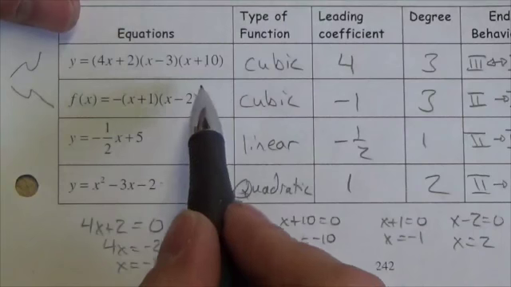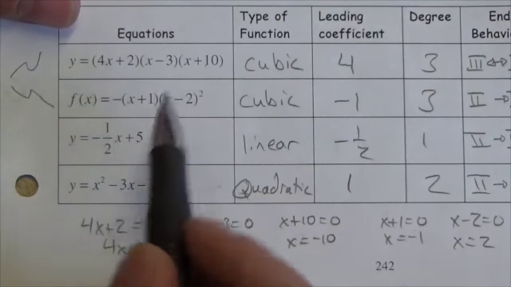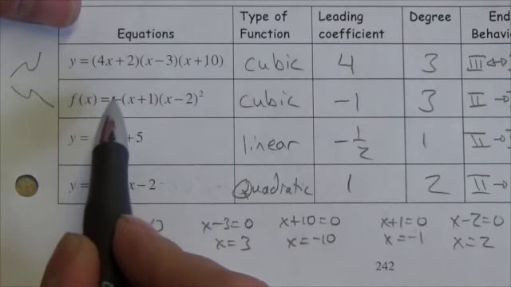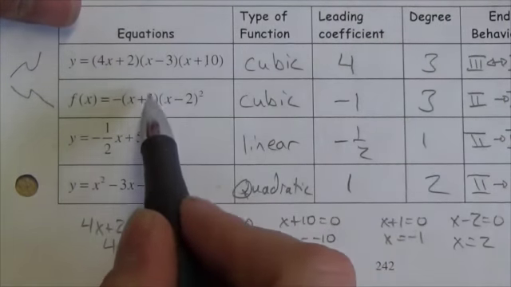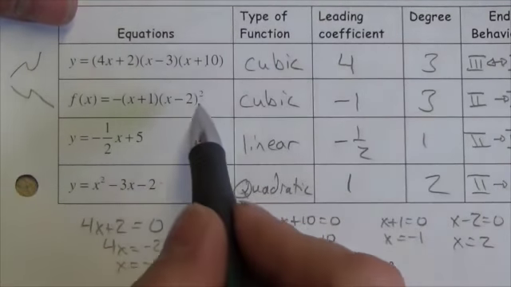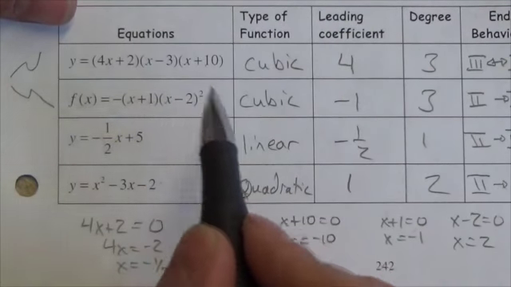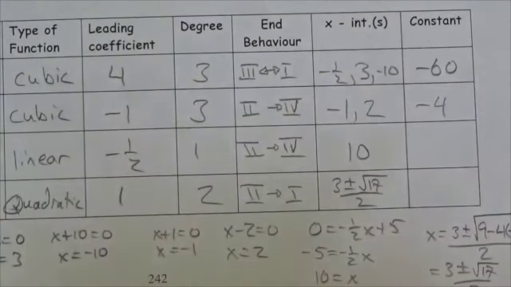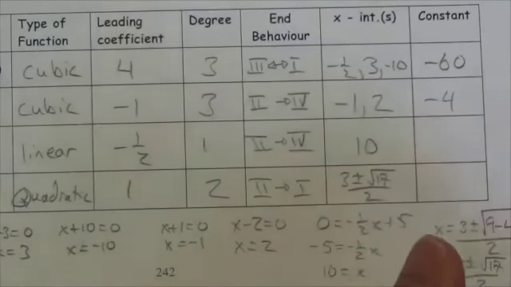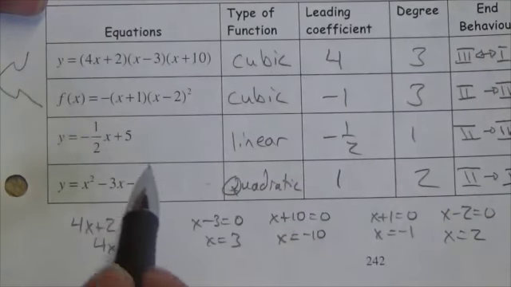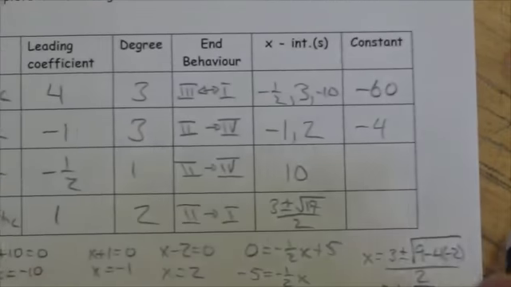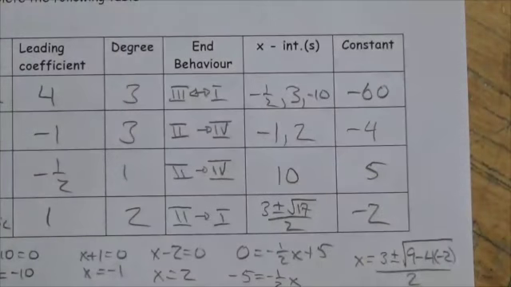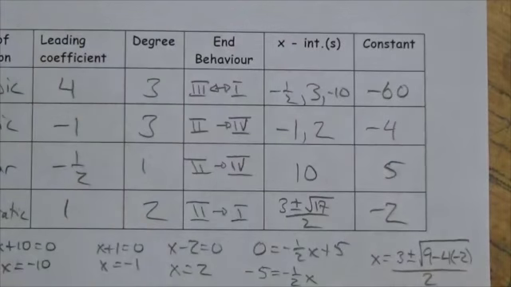Here, I just got to pay attention to the fact that there's a square here. So when I multiply the constants together, first of all, notice there's a negative 1 out front. So negative 1 multiplied by 1 multiplied by negative 2 squared. Well, negative 2 squared is 4. Times 1 is 4. Times negative 1 is negative 4. For the last two, it's actually a lot easier because it's just going to be the constant term. It'll be 5 here, negative 2 here. 5 and negative 2. And that is how we find all of that information from those equations.